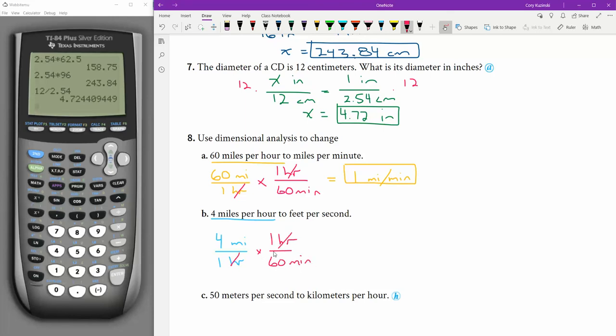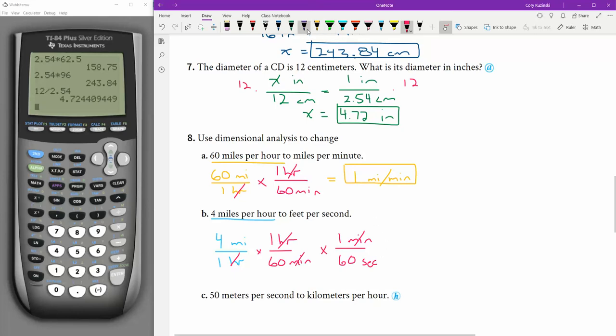is 60 minutes. So if I divided 4 by 60, I'd have miles per minute. But I want to get to seconds. 1 minute has 60 seconds. See how I just canceled that out? So 4 divided by 60 divided by 60, that would give me miles per second. But I don't want miles, I want feet. Okay, so now we're going to do that.